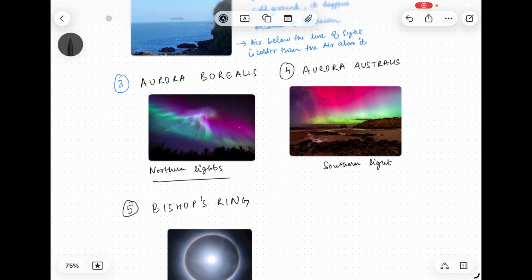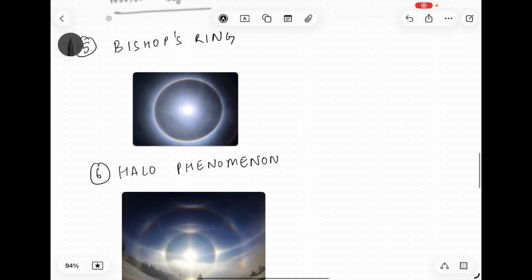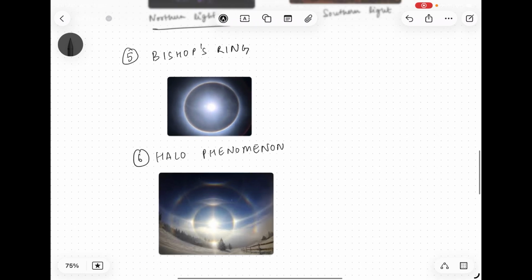So these are the two kinds of illusions that you see in the sky. You can also look up these sky images on Google. They're very pretty though. And then we talk about bishop's ring and halo phenomena. These are very similar. There are a few differences. We'll figure that out because the questions would be according to that.